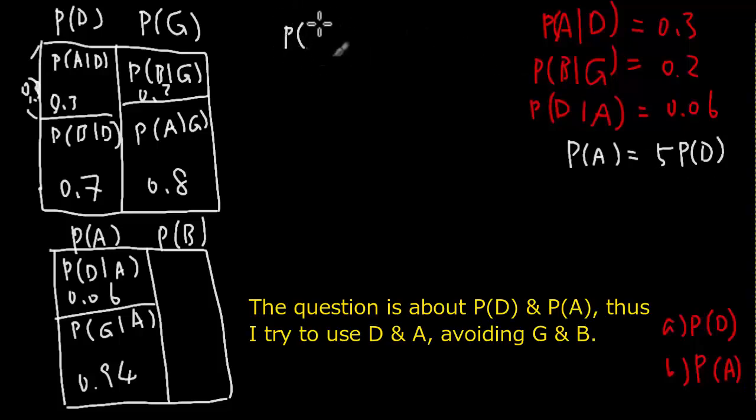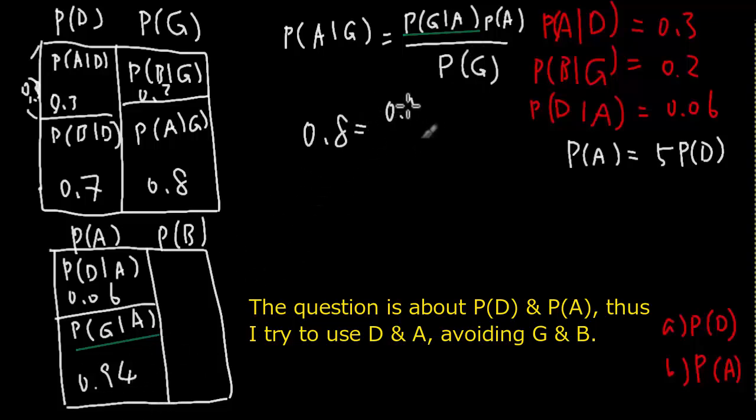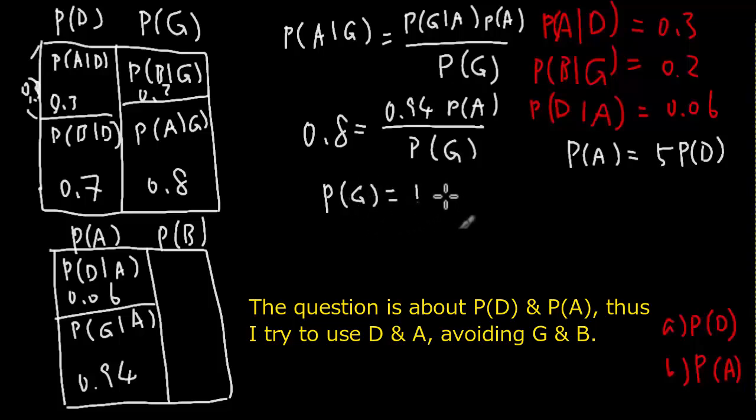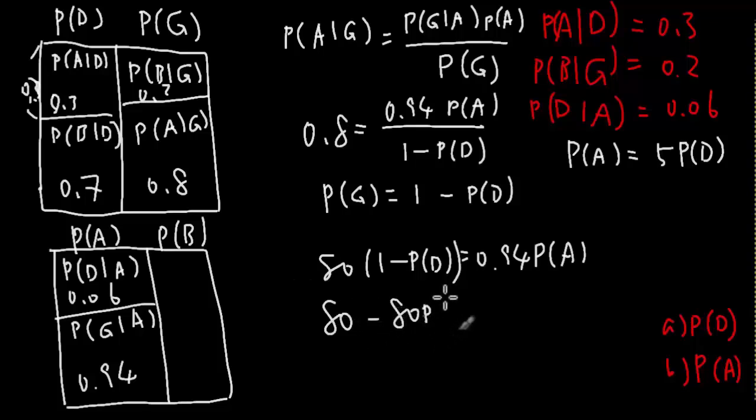Let's write Bayes' theorem for A and G. See these figures, A given G is here, it's 0.8. Then good given A is 0.94, and I don't know P(A) and P(G). But I know P(G) is equal to 1 minus P(D), because if a battery is not defective, it should be good by assumption. So I can rewrite this P(G) as 1 minus P(D). Then just solve for P(D). 0.8 times (1 minus P(D)) is equal to 0.94 times P(A). I will distribute this 0.8. 0.8 minus 0.8 P(D) is equal to 0.94 P(A).